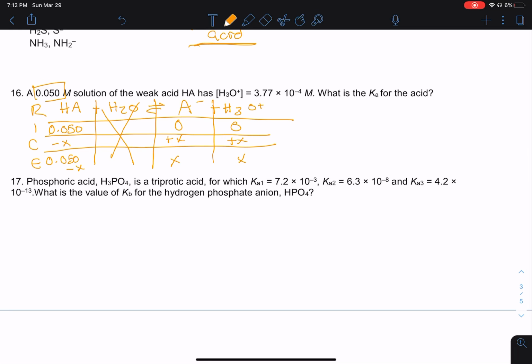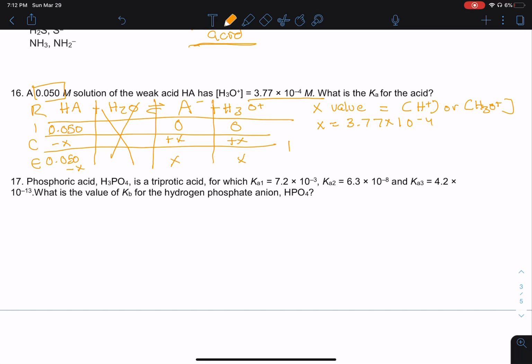So now we're trying to figure out, we already know our X value, because our X value for a weak acid is the concentration of H plus or H3O plus. And that is already given to us right here. So X is equal to 3.77 times 10 to the negative 4.